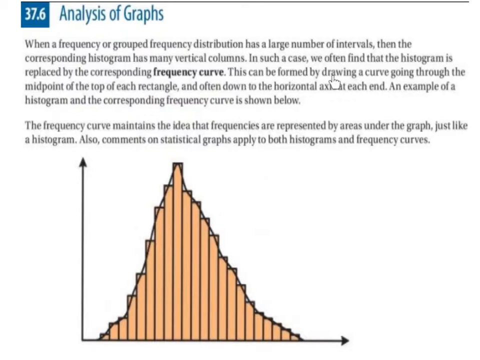This can be formed by drawing a curve going through the midpoint of the top of each rectangle, and often down to the horizontal axis at each end. An example of a histogram and the corresponding frequency curve is shown below. The frequency curve maintains the idea that frequencies are represented by areas under the graph, just like a histogram. Also, comments on statistical graphs apply to both histograms and frequency curves.